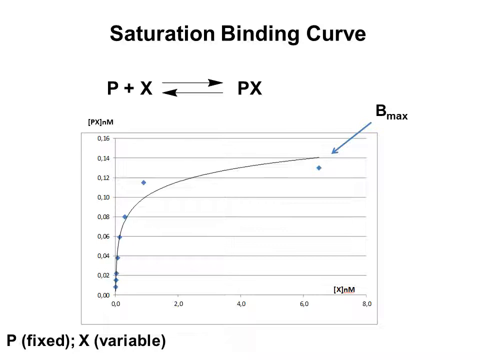Bmax and the affinity constant are two very important parameters to characterize a ligand binding assay. However, both are very difficult to extrapolate from a saturation binding curve because the curve is not linear and Bmax is approached asymptotically, that means actually at infinitely high concentration of X, the ligand. This has led Mr. Scatchard to propose a transformation of these data to linearize them.